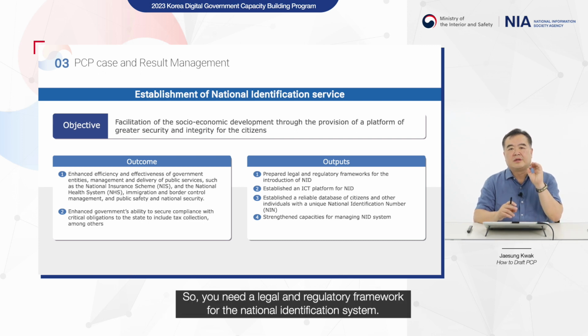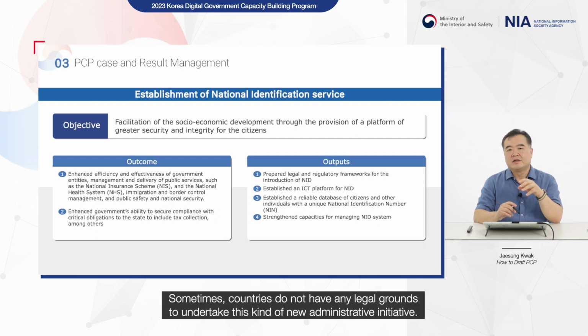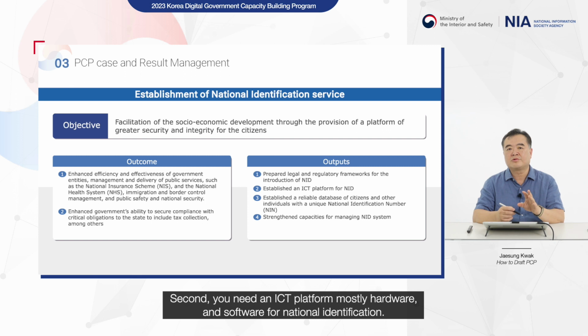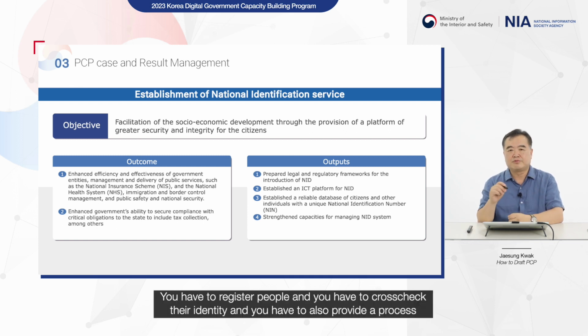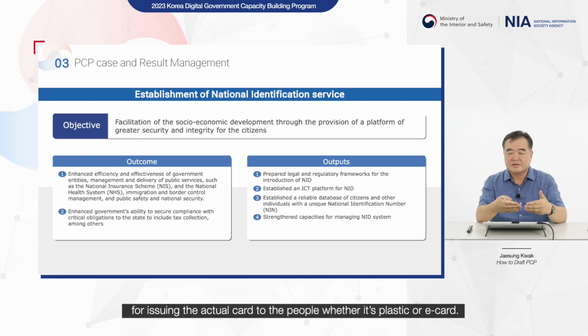So you need a legal and regulatory framework for the national identification system. Sometimes countries do not have any legal ground to undertake this kind of new administrative initiative. So it's important to have this framework. Second, you need the ICT platform, both hardware and software, for the national identification. You have to register people, and you have to cross-check their identity, and you have to also provide a process for issuing the actual card to the people, whether it's plastic or e-card.